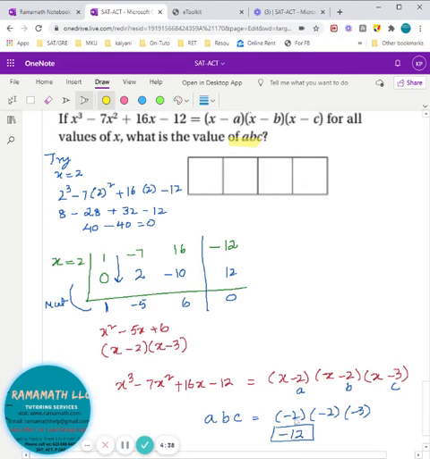So what we did in this question: first we find the one zero, and then after that we use synthetic division to find the other zeros. Once I get the answer, I use A, B, C, because that's what it says. I multiply those three, I get negative 12. Okay, so that's the standard procedure.